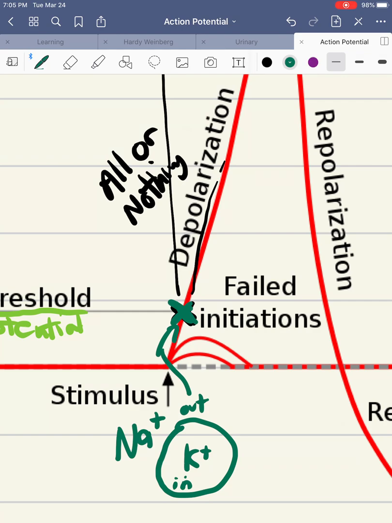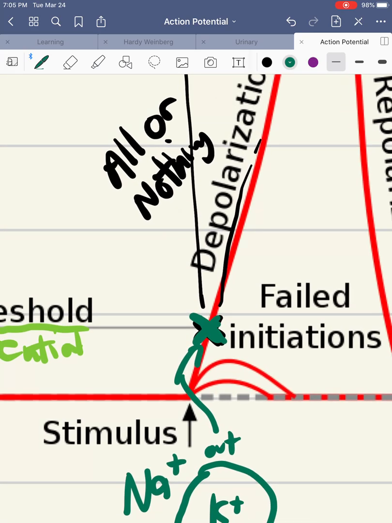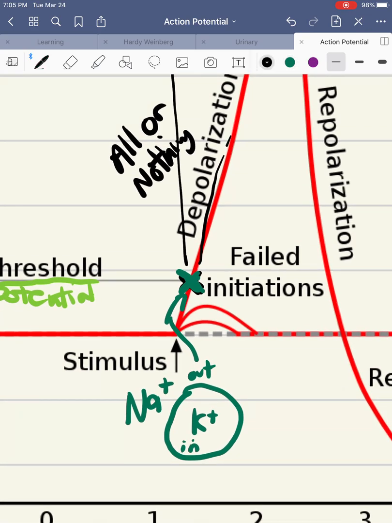Once that channel opens, that voltage-gated sodium channel, what do you think will happen? So let me just erase this and open up a voltage-gated sodium channel.